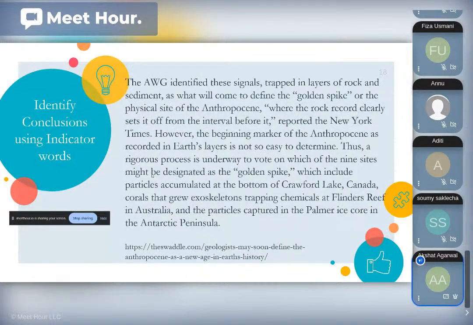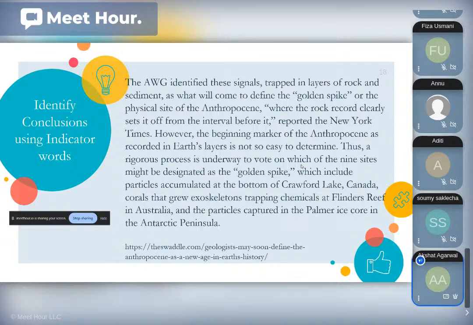Okay, so if you look at this, it's basically talking about how do you determine the physical side of the Anthropocene, right? And the conclusion of the author technically is, you notice the word thus, right? After rigorous process underway, that's the conclusion. Yeah, there's a rigorous process underway, right?